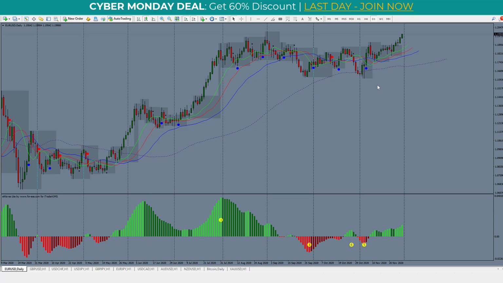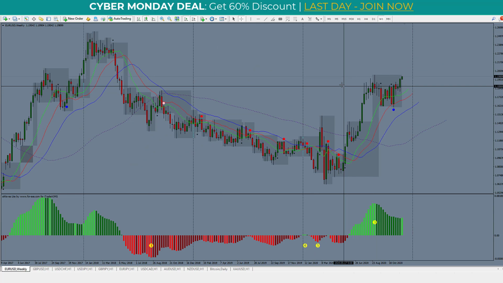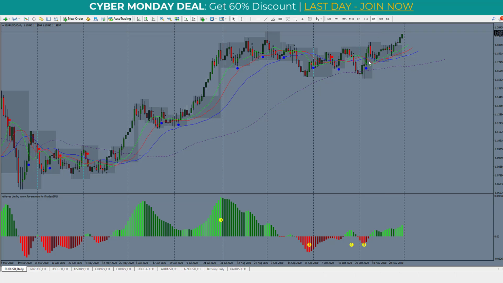Euro dollar is going into a massive wave 5. If we look at the weekly chart, we see a 1, 2, 3, 4. So there's a possibility it might touch those levels and even break through it. If you look at the daily chart, we have a 3 and a 4, and within the 4 we have a P5 setup.